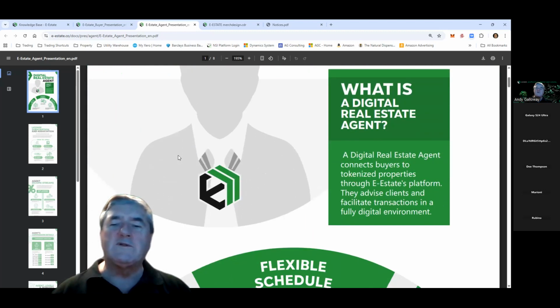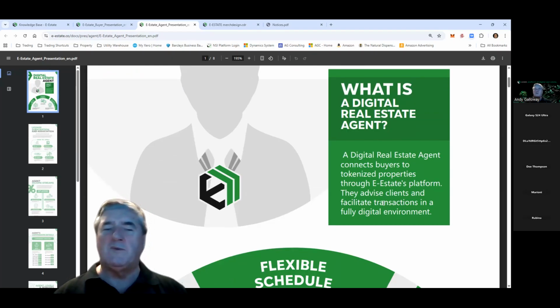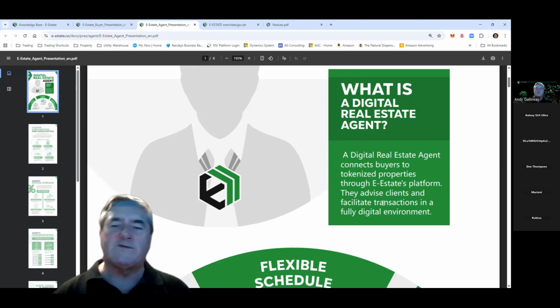So what is a digital real estate agent? We connect buyers to the properties. We contact our buyers and we say, listen, you want to buy some property? Come and have a look at this. This is eEstate. This is what they do. These are the properties. See how good it is. Look at all this money. Look at the security. Look at all these benefits. Okay, and then they buy some property from us. So that's kind of the same as a realtor does, or a real estate agent does in the offline world. We just do it through eEstate.